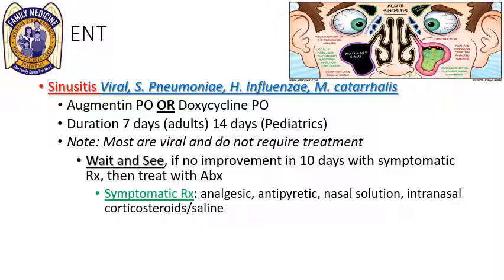Going along with our trend, you can use Augmentin or doxycycline for 7 days for adults, 14 days for pediatrics, but most are viral and don't require treatment. So it's usually best to just do a wait and see approach, where if they don't get better in 10 days, then you'll start to think about, oh, well, maybe I need to give them antibiotics instead.